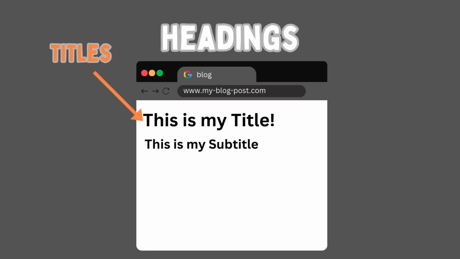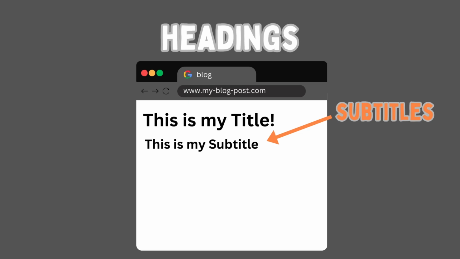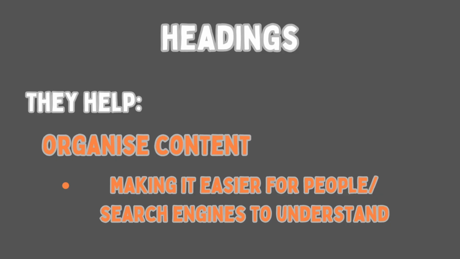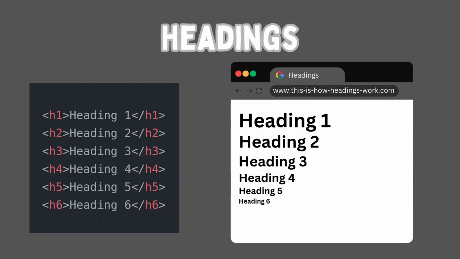Headings are like titles and subtitles on your web page. They help organize content, making it easier for both people and search engines to understand what each section is about. HTML gives us 6 levels of headings, from H1 to H6, with H1 being the most important.